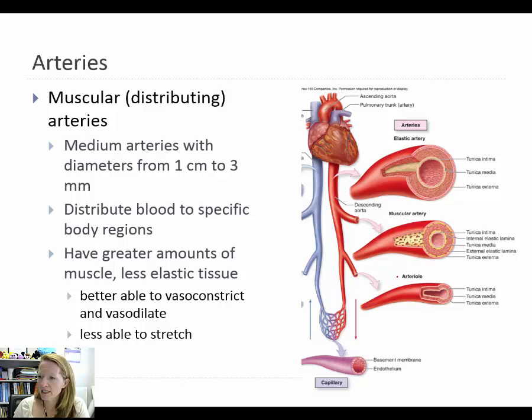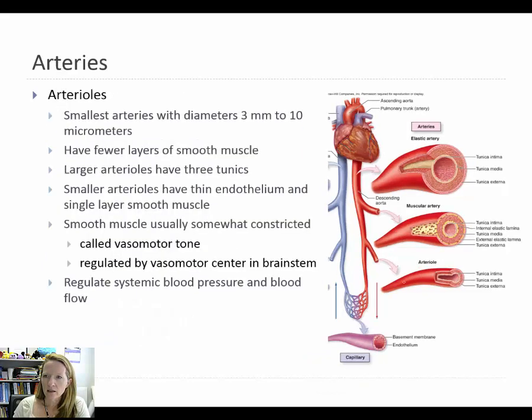All right, and then we get down here to the arterioles. The arterioles aren't going to be named. The elastic arteries and muscular arteries are the ones that are named, and you guys will learn some of them in lab, but the arterioles aren't. The arterioles, again, have a smaller diameter. They have fewer layers of smooth muscle, but they still have this smooth muscle that's going to help regulate the blood pressure and blood flow.